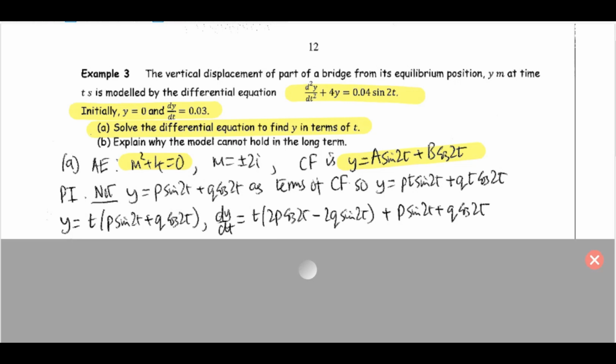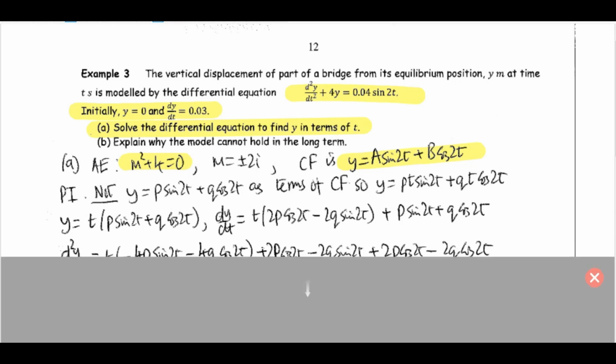By the product rule, dy by dt is u times dv, which is t brackets 2p cos 2t minus 2q sine 2t, plus v times du, well du is just 1, which just gives me p sine 2t plus q cos 2t. So you don't have to take t out as a factor, but if you don't, you end up having to use the product rule about 6 times in this question.